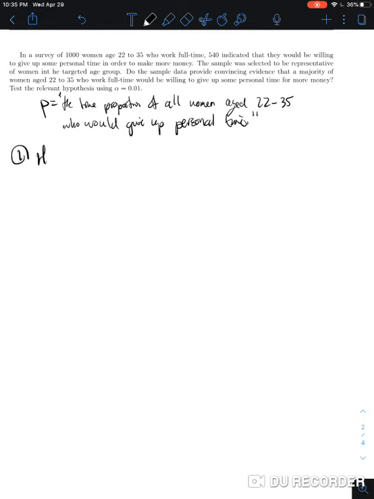So the first step is to construct the hypotheses. It's sometimes better to start with the alternative. So we're trying to answer the question, is there convincing evidence that a majority of women, so that means, is there evidence to say that this proportion is bigger than a half? So once we set the alternative, we can go ahead with the null and say, let's assume that it is a half, and then we'll try to prove that it's bigger.